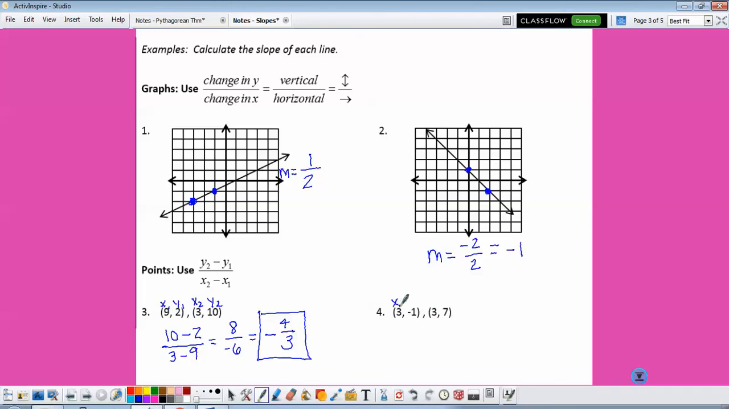So here again, x1, y1, x2, y2. We'd have 7 minus negative 1 over 3 minus 3. 7 minus negative 1 is 8. 3 minus 3 is 0. We're not able to divide by 0. You can't divide something into 0 groups, so this has undefined slope.